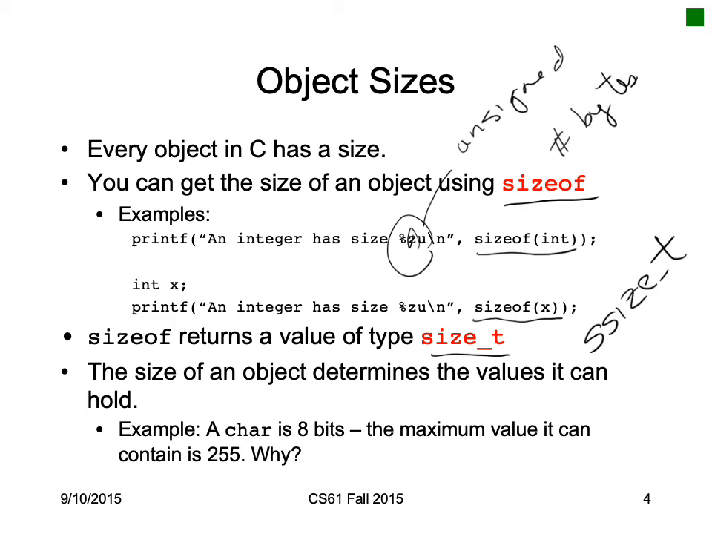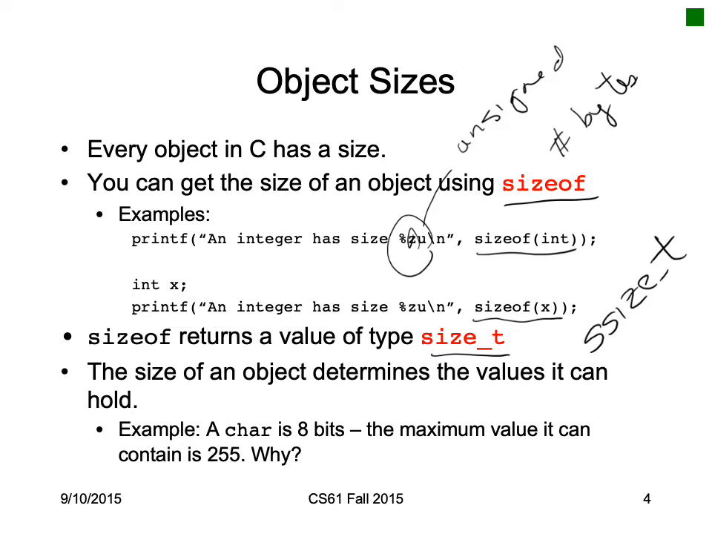In addition to a name and a type, every object in C also has a size. And you can find out what that size is by using the sizeof operator. So if you look at these two examples, in the first one we're doing a printf and we're saying an integer has size, and then we're saying tell me the size of an int.